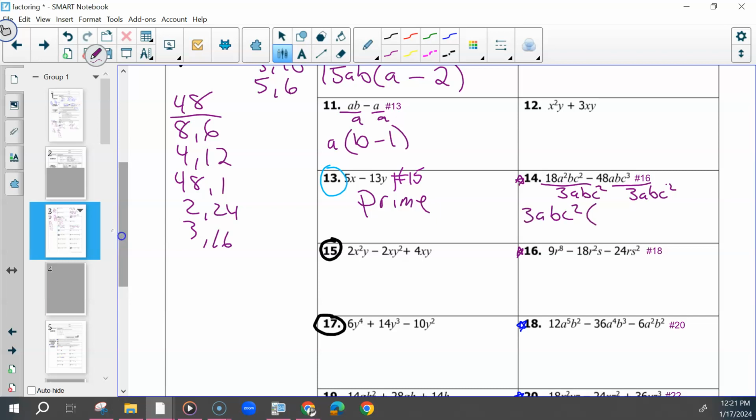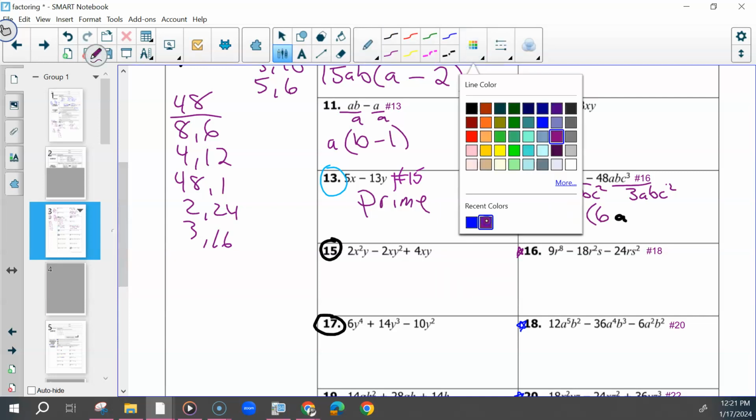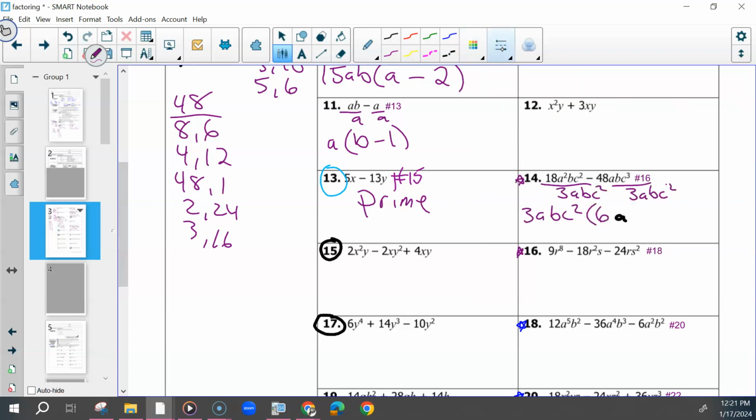So if I were to divide it out by that, this is just an example of what would happen. 6, 1 A left. The B's would cancel. The C's would also cancel. Minus 16. The A's would cancel. The B's would cancel. We have 1 C left.